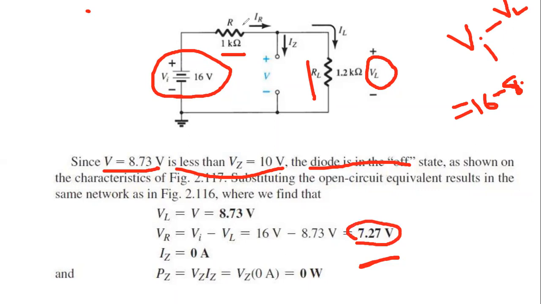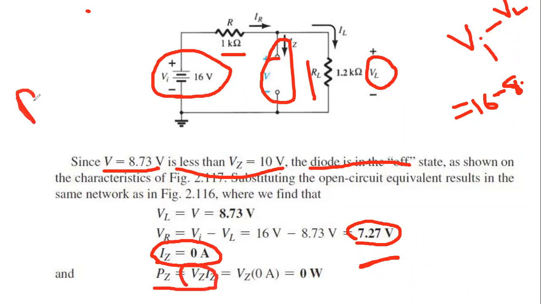What is the next thing we need to find out? We need to find out IZ. As this is an open circuit, is there any current flowing? No, the current will be 0. When the current equals 0, we need to find out the power. We all know that power equals the multiplication of voltage and current, P equals Vz into Iz. So the V is 10 volt, but there is no current. That's why the power will also be 0, isn't it?